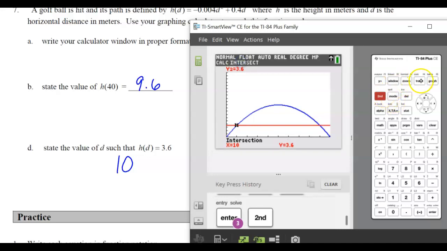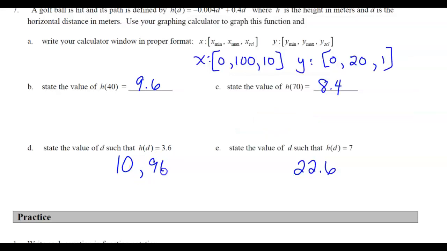Now I need to get the other one on the other side. So I do same thing, second trace, intersect, but now I have to cursor closer to it. Otherwise it'll keep giving me the same one. So if I cursor over the top of it and go enter, enter, enter, I get 90. Okay? And so you can do the same thing for on the TI.